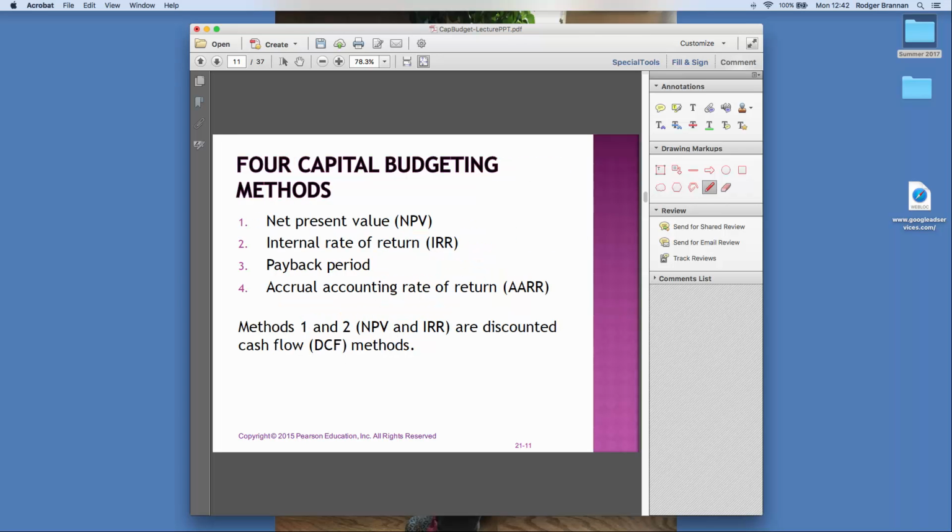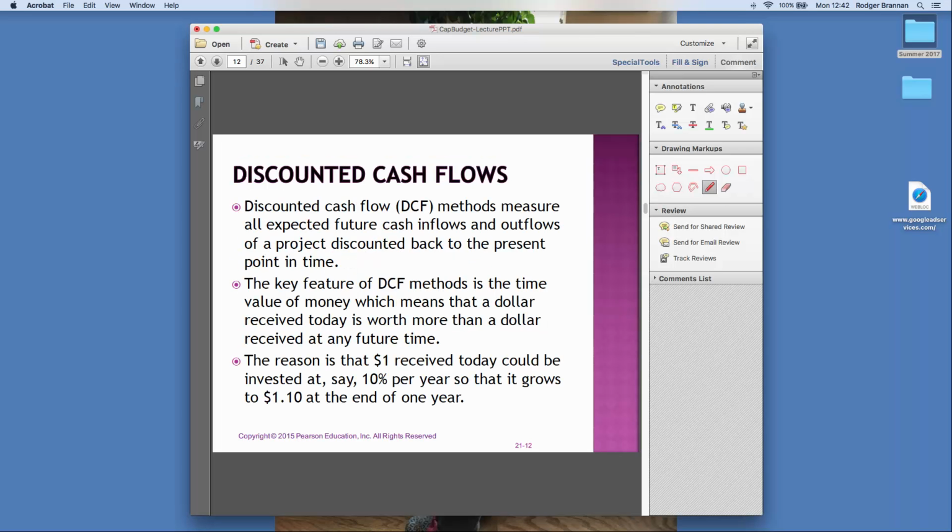Now, we're going to look at basically 2 different ideas here. One being net present value and internal rate of return, which look at this in terms of the time value of money. Payback and accounting accrual methods don't involve discounted cash flows. Again, I'm not going to get into the theory behind discounted cash flows or the time value of money. You've probably done a lot of that in both intermediate and finance.